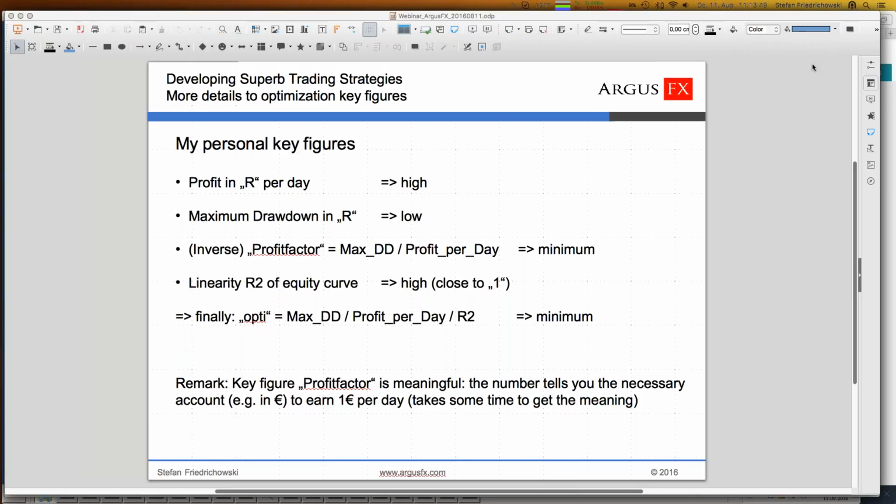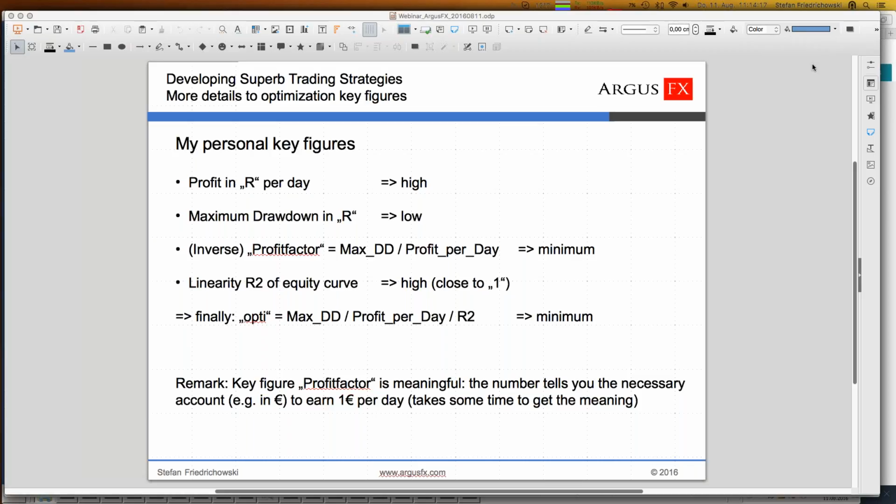That sounds a little bit complicated right now, but I only want to mention that for completeness. One remark here, because that is astonishing a little bit, and it was not in my intention to have exactly that kind of number being that meaningful, but this so-called profit factor has a real meaning for your strategy. And it needs some time that you realize exactly the meaning of that number.